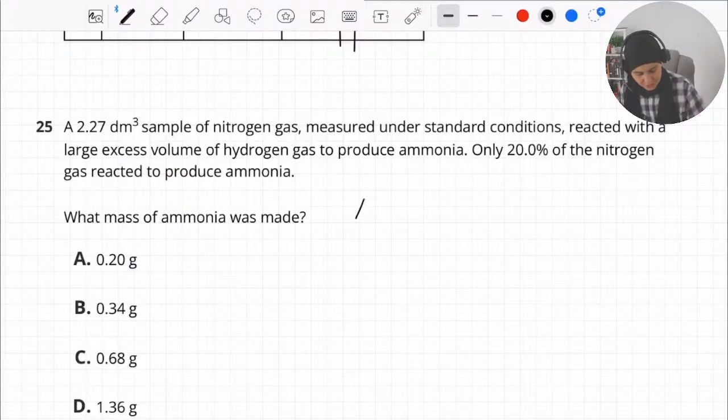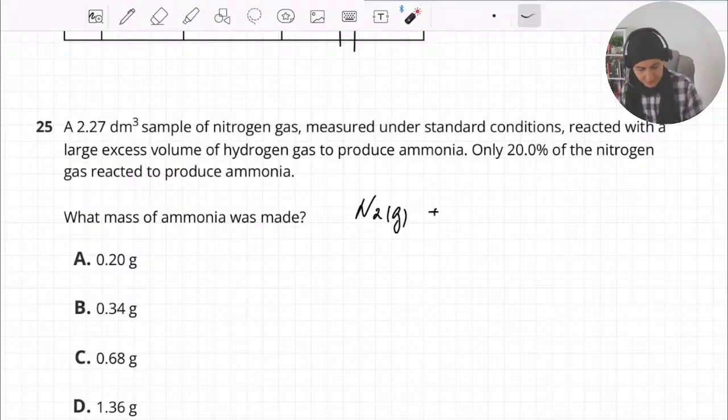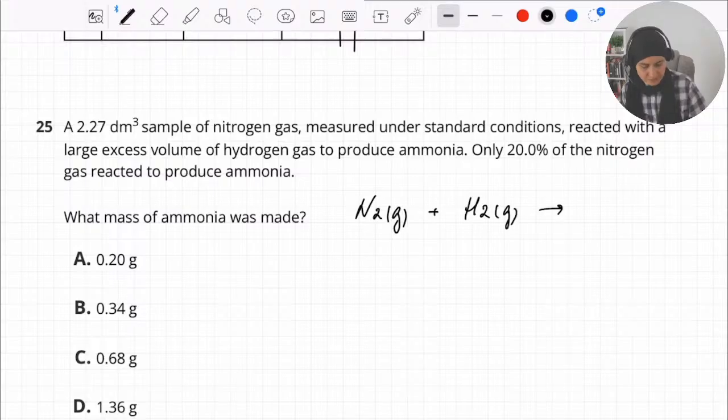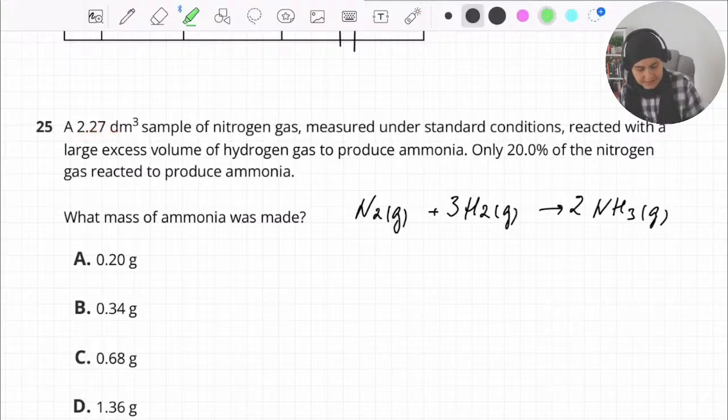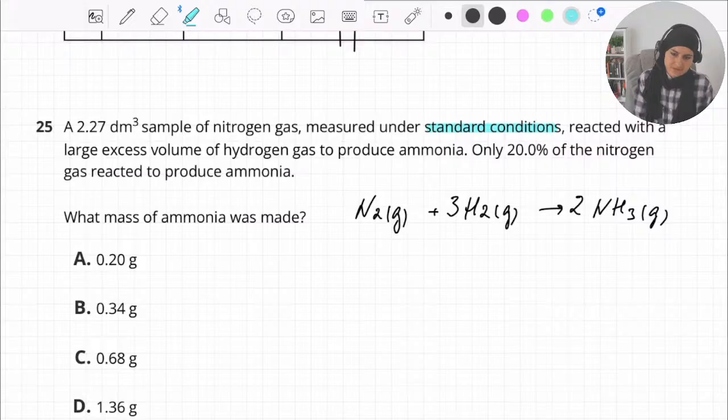So we know nitrogen gas, it's N2, reacts with a large excess of hydrogen, and produces ammonia. You need to know the formula, that's NH3, and then we balance. So to balance nitrogens I put a 2, to balance hydrogens I put a 3. And they say 2.27 cubic decimeter under standard conditions, so I know that the molar volume is 22.7 as it's in the data booklet.